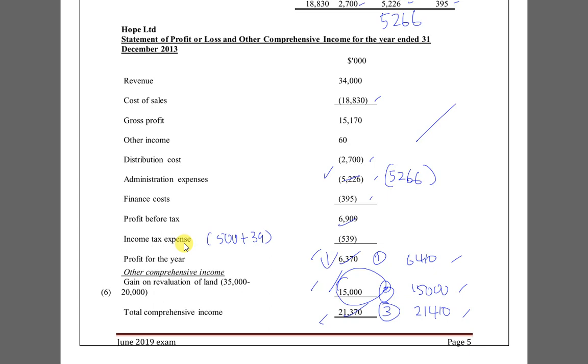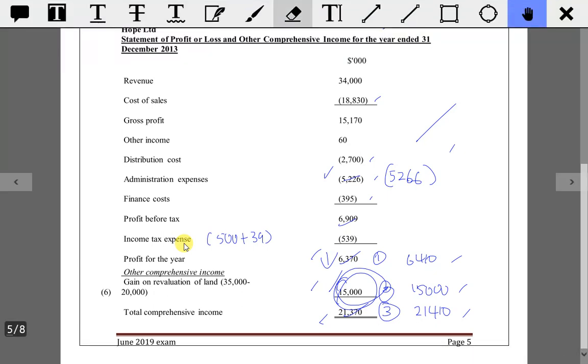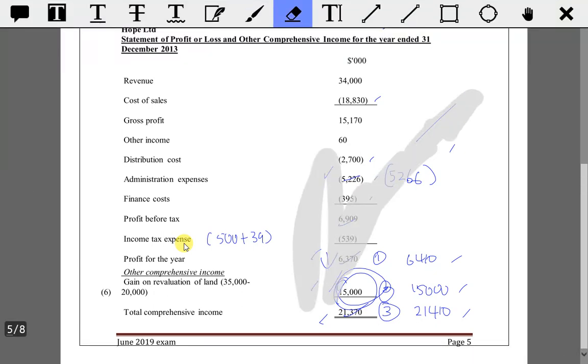Gain or loss on disposal, you still do as usual. Just that 15,000, do you still show it here? No, in OCI, in your statement, SOCIE. Selling price, like this.